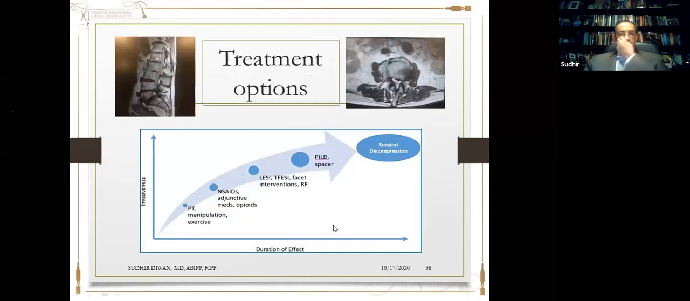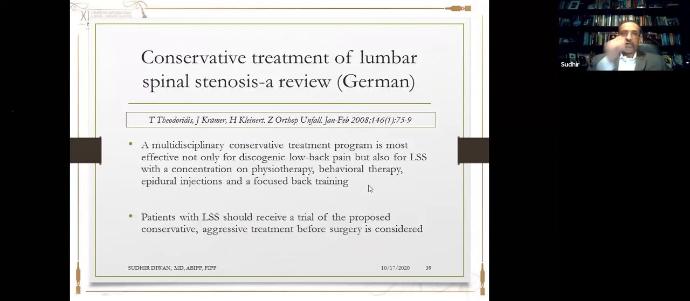So let's go back to the treatment options now. We start with PT, NSAIDs, lumbar epidurals, and then change the protocol with some minimally invasive options. If that fails, the patient goes to surgical decompression. For conservative management, here are some reviews. This journal article says a multidisciplinary conservative treatment program is most effective, not only for discogenic back pain, but also for lumbar spinal stenosis. It does provide some symptomatic relief in some limited patients, not all patients.